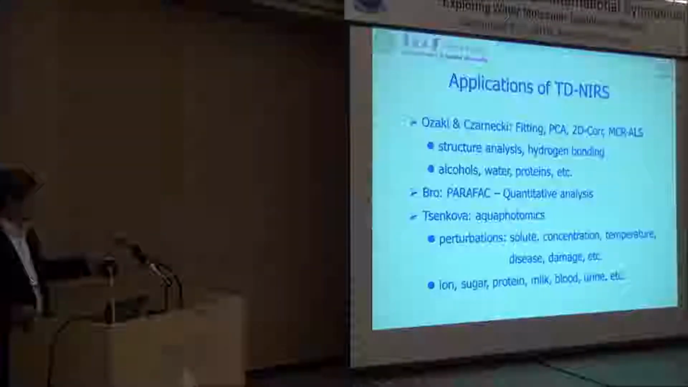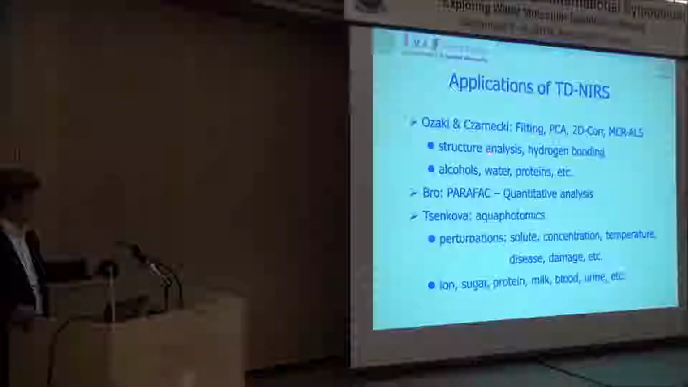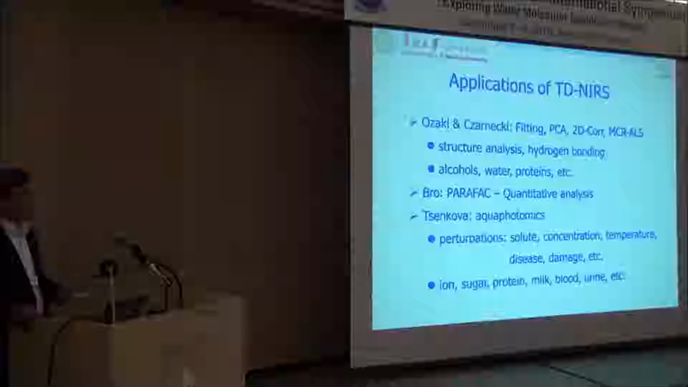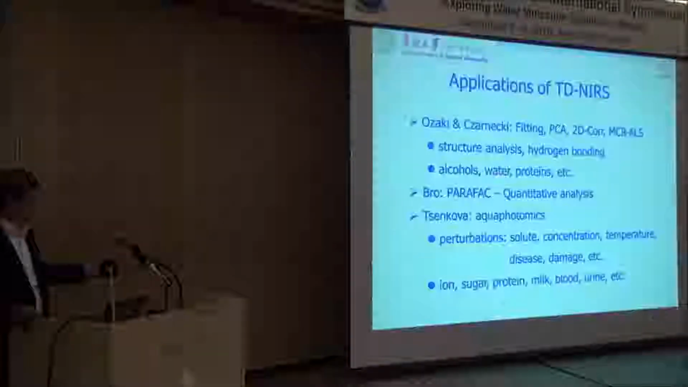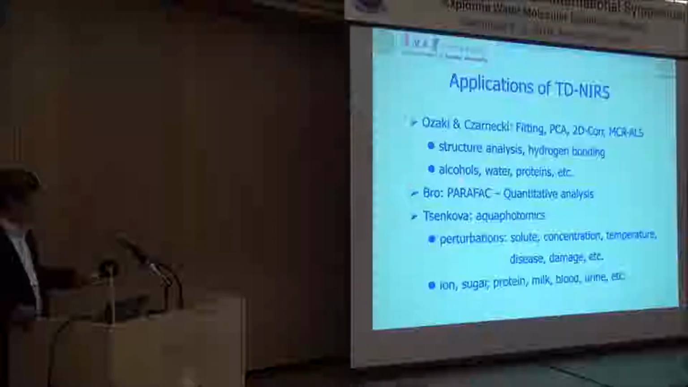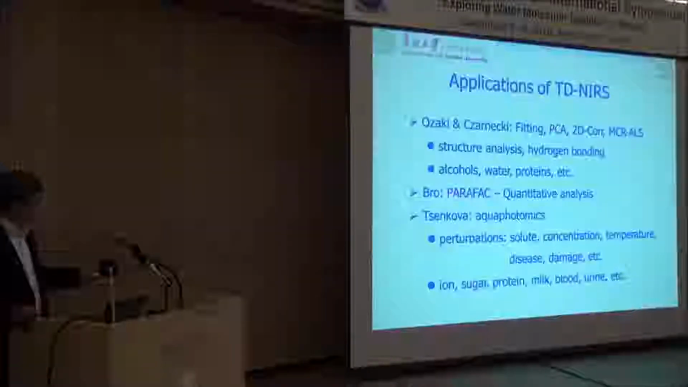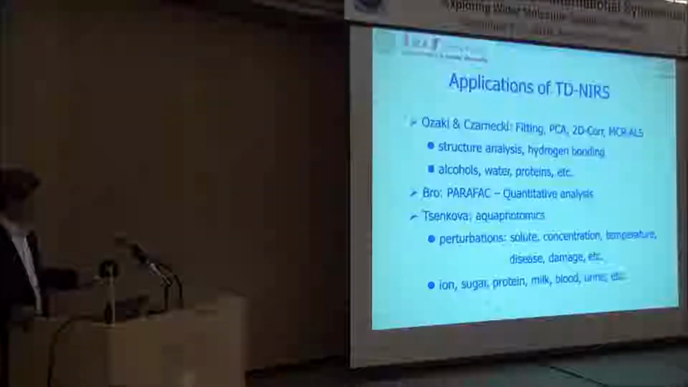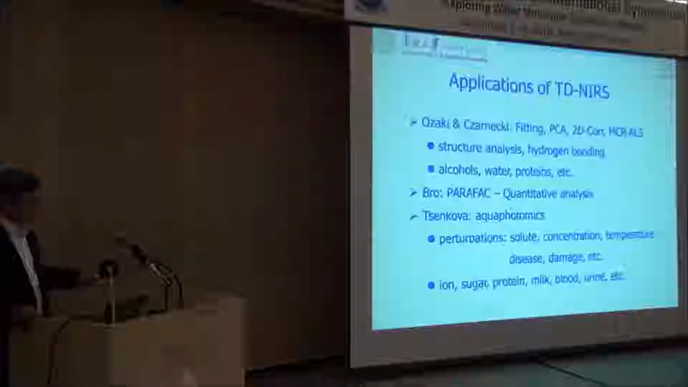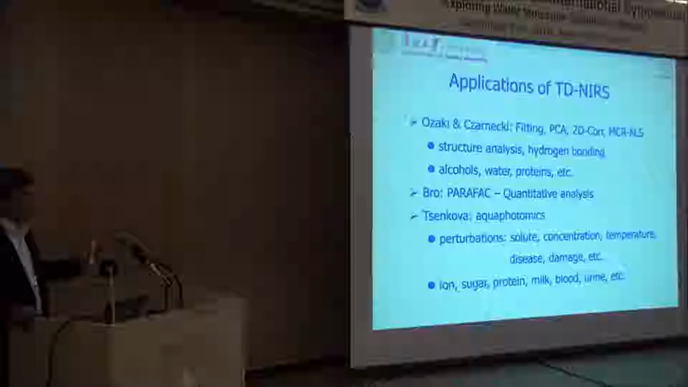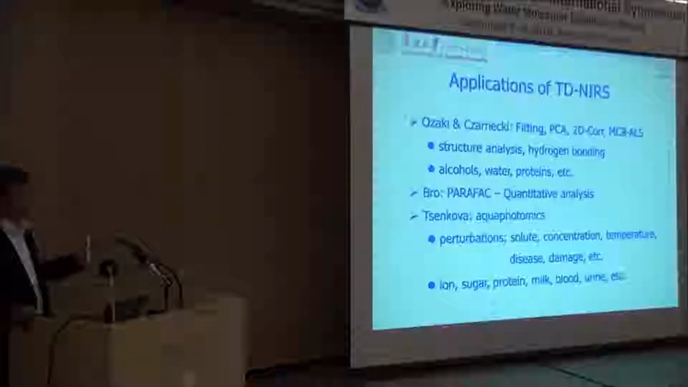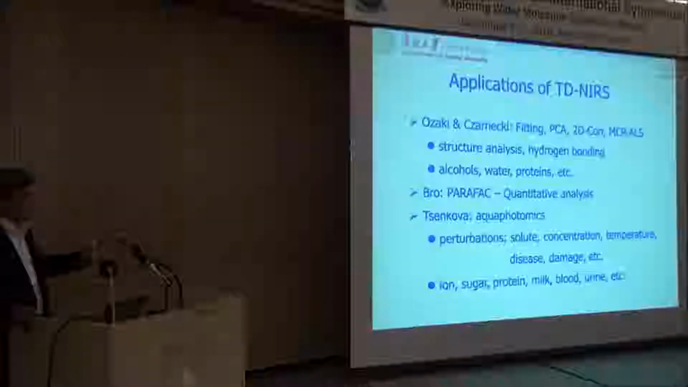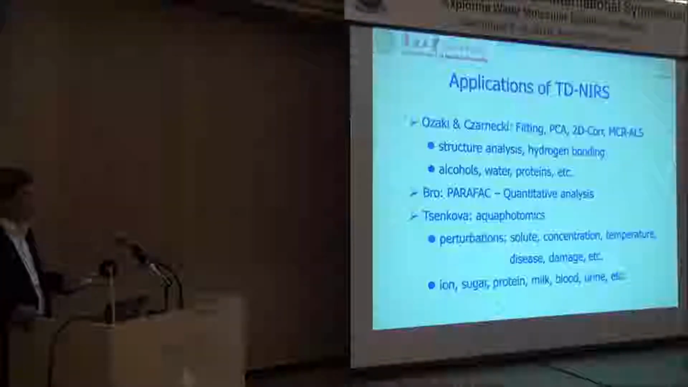Professor Ozaki and Professor Czarnecki did a lot of work using chemometric methods for structure analysis, particularly for hydrogen bonding analysis of alcohols, water, and proteins. Professor Brereton used a three-dimensional chemometric method for quantitative analysis. But the aim of that paper was also to correct the temperature effect. They built quantitative models using spectra measured at different temperatures.